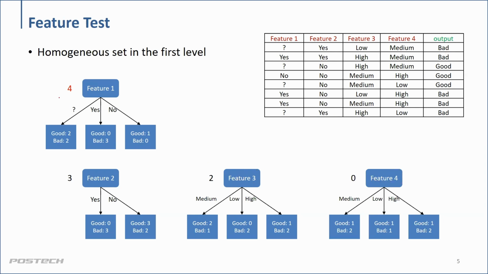Now, at least for the first level, which feature is the best when it comes to classification? Feature 1, right? It's obvious, because among 8, 4 of them are separated. So we can say that feature 1 is the best, at least for the first level.